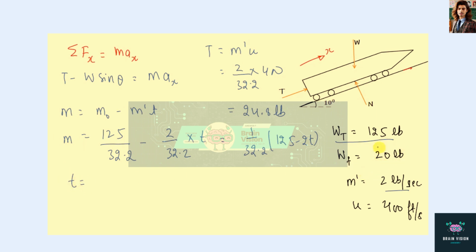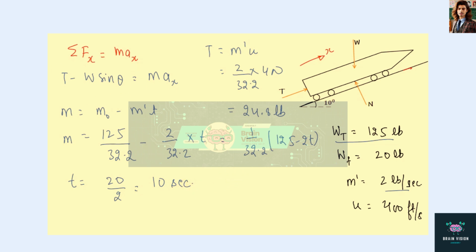Next, the propulsion time t. The weight of the fuel is 20 pound, and the rate at which the fuel is burned is 2 pounds per second. So propulsion time would be 20 divided by 2, which is 10 seconds. So in 10 seconds the fuel would be burned.